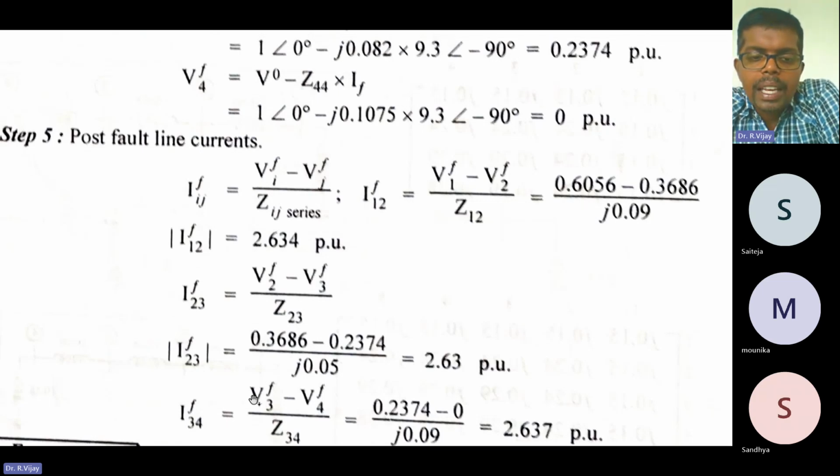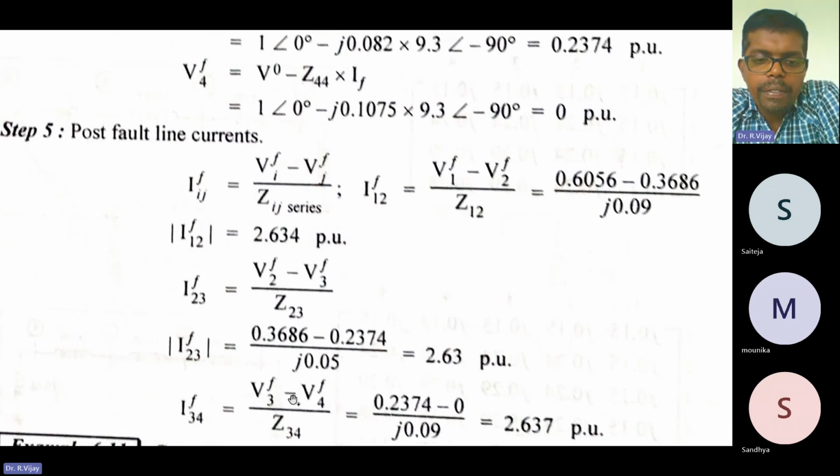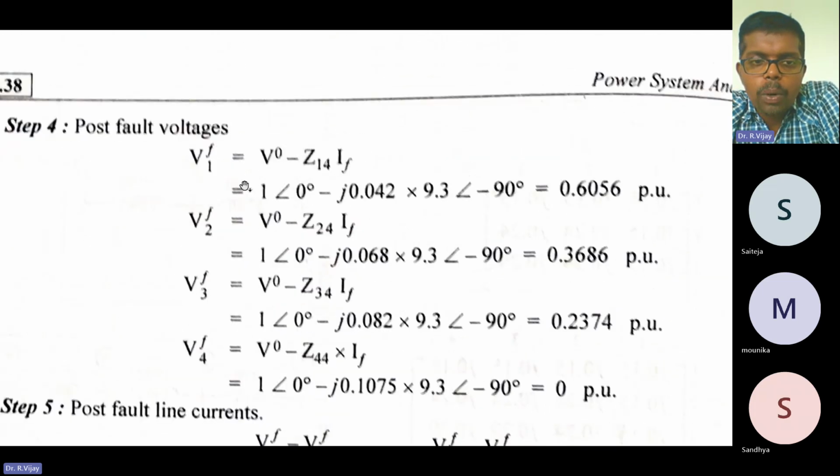Similarly, I34F is equal to V3F minus V4F divided by Z34. You already know the V3F value, and V4F is 0 per unit. Divided by Z34, which from the reactance diagram is j into 0.09. Further simplification, you will get the answer as 2.637. So these are the post-fault line currents: I12F, I23F, I34F.